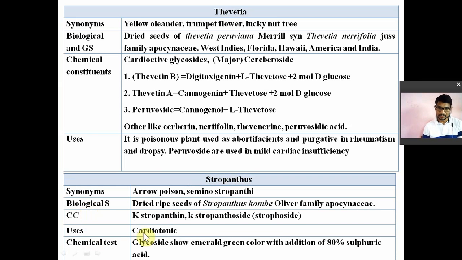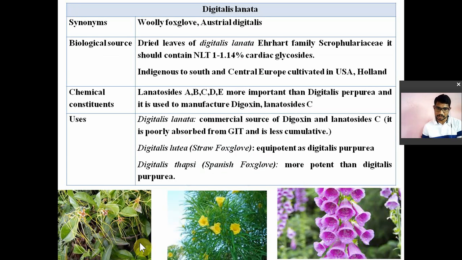And next one is strophanthus. Strophanthus is known as arrow poison, semino arrow poison or semen strophanthi. Biological source: dried ripe seeds of Strophanthus kombe, family Apocynaceae. Chemical constituent: K-strophanthoside, which is also known as strophanthin. Again, they are cardiotonic glycosides, which will show an emerald green color with sulfuric acid. That is strophanthus. We have seen this strophanthus plant.